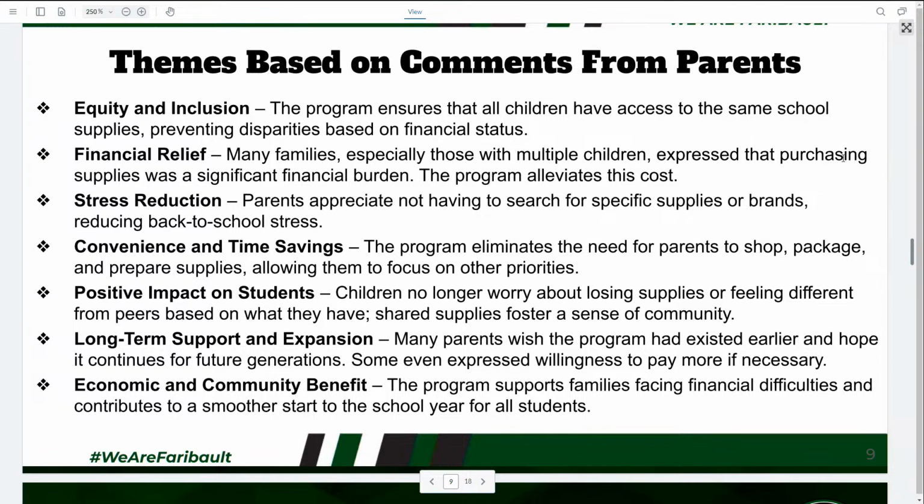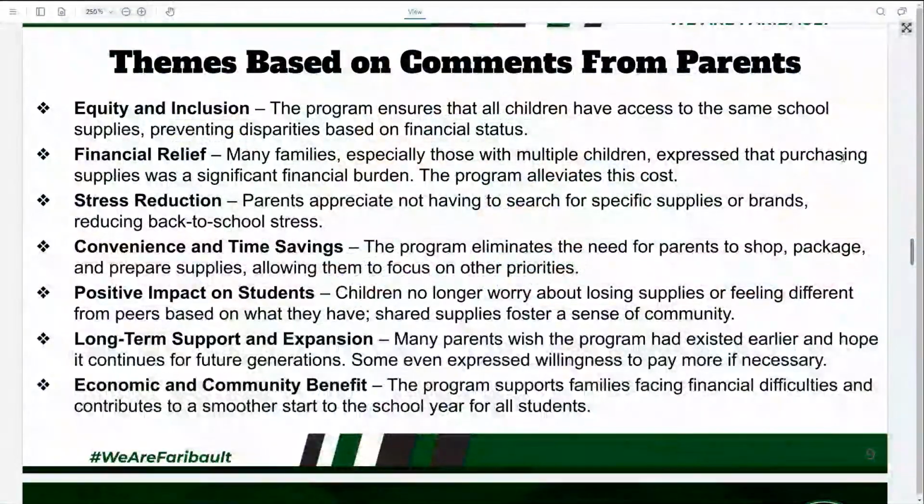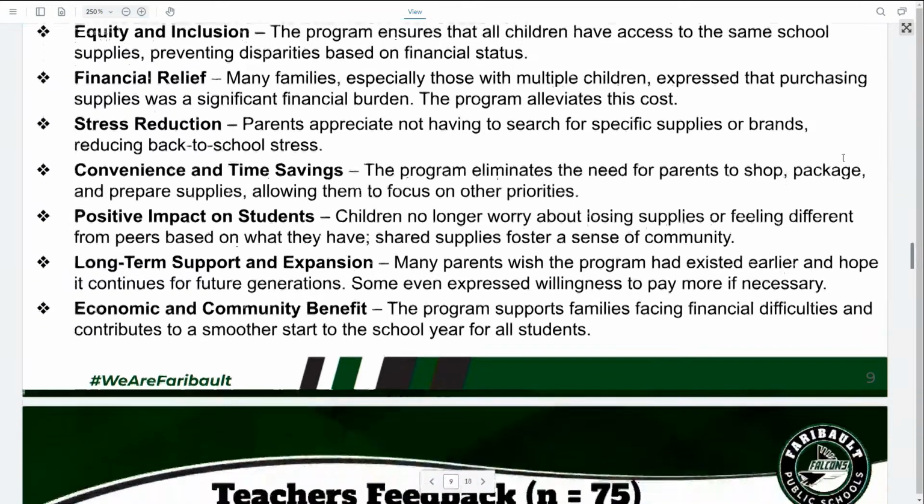We won't dive into all of these, but these are some of the themes that emerged from the comments that parents shared about their experience with the pilot. One parent provided a quote in the comments section. She said, as a mother of 3, this was a huge stress off my mind. School supplies were just about a whole other car payment in the middle of the month. I was able to actually focus on getting my kids ready for school and not just supply-wise. We feel really good about both the response rate from the parents and the themes that emerged.